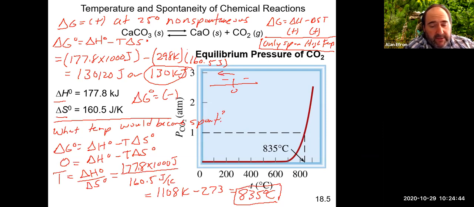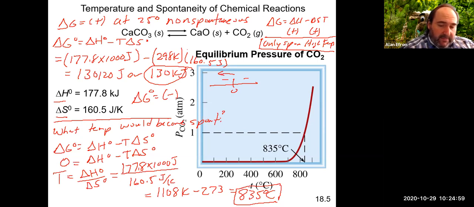So this equation here, as you can see, is kind of useful. You can, in certain situations, figure out, if a reaction is non-spontaneous, what sort of temperature you need to hit to actually make it spontaneous. And that's what we actually see here on this graph.